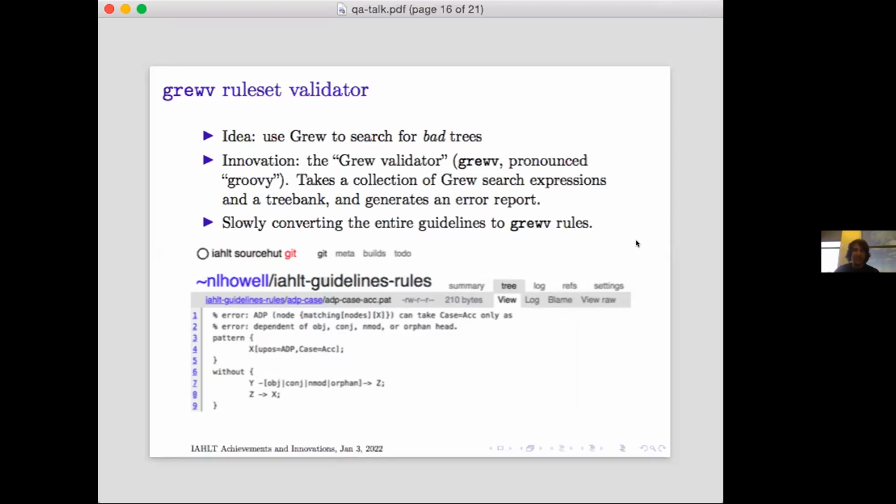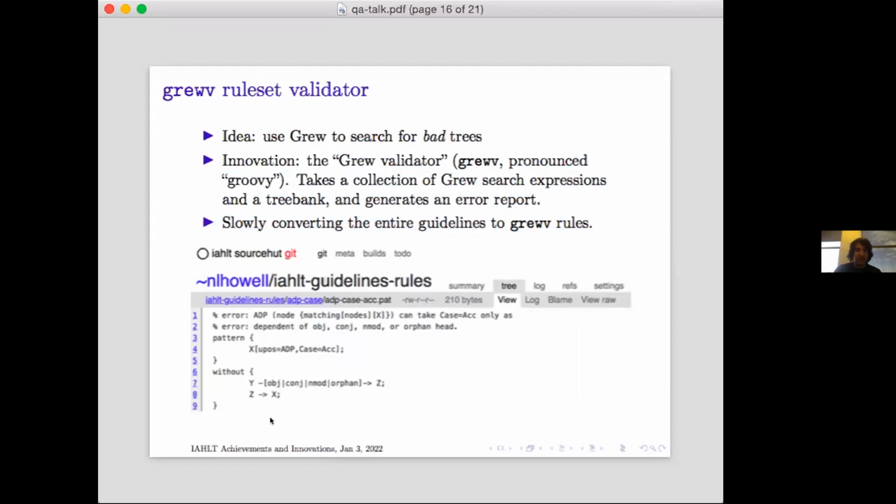I designed the GREW validator, which is called Groovy. It takes a library of GREW patterns which identify deviant trees which are violating some guideline. And my goal is to slowly convert the entire guidelines over to Groovy rules.